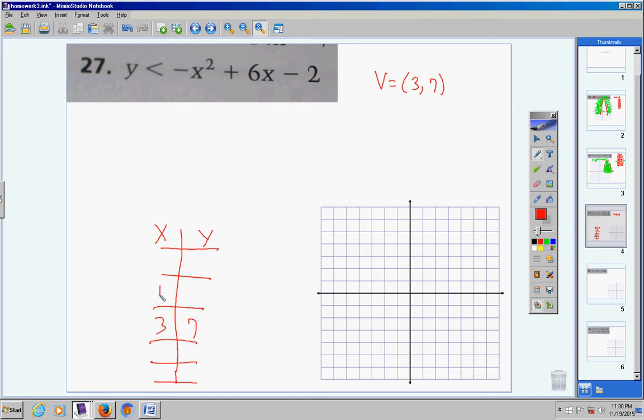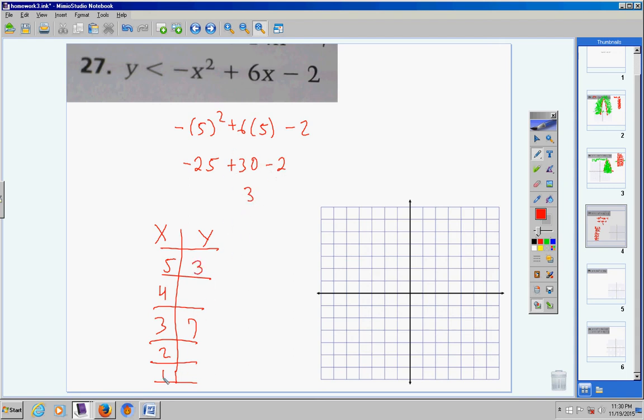Now going up, I'll have a 4 and a 5. Going down, a 2 and a 1. And here we go. Let's substitute 5 in. So negative parentheses, 5 squared, positive 6, 5, negative 2. 5 times 5 is 25, then bring down the negative sign. 6 times 5 is 30. You'll get out a positive 3 when you combine those three numbers.